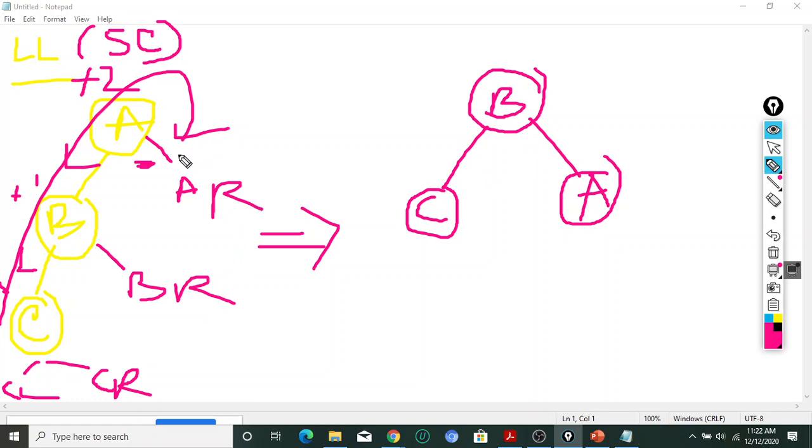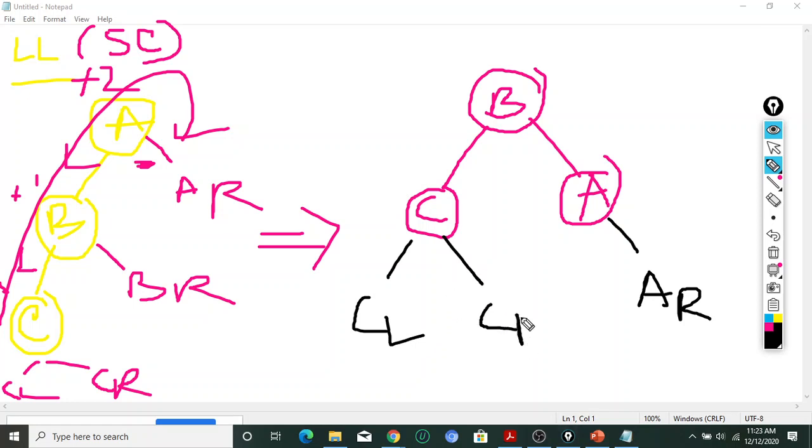Now what about this one? You have to keep in mind that whatever the right child of A is, that will be placed on the right side. So AR, whatever the right subtree of A, will be as it is. Now the left child of C is as it is, no problem. The right child of C is also as it is. But what about this one?